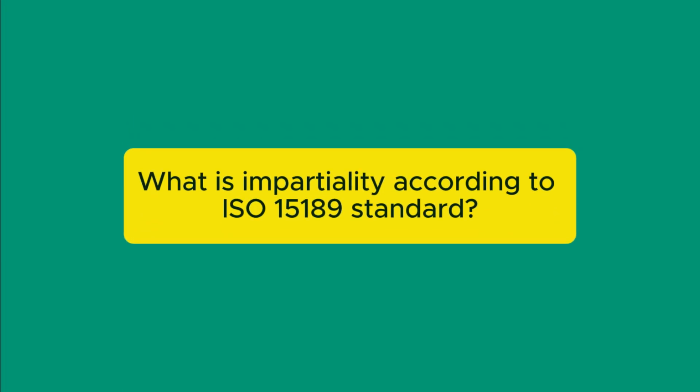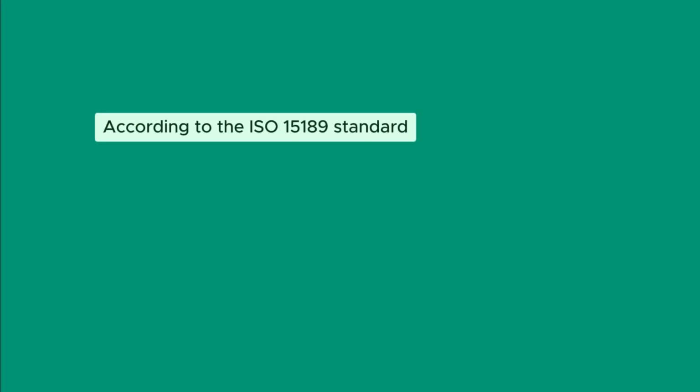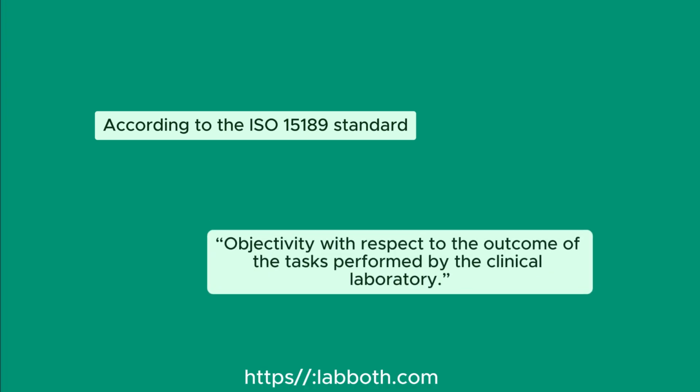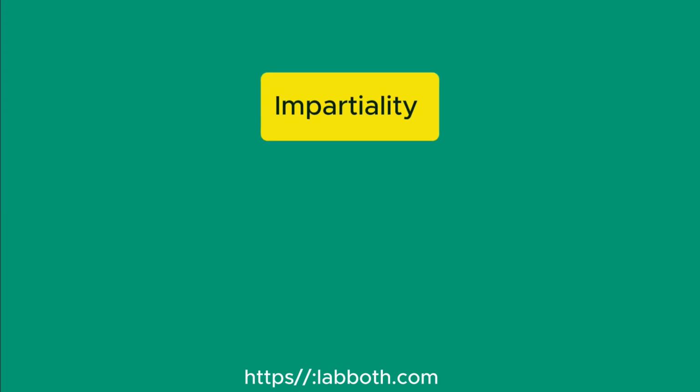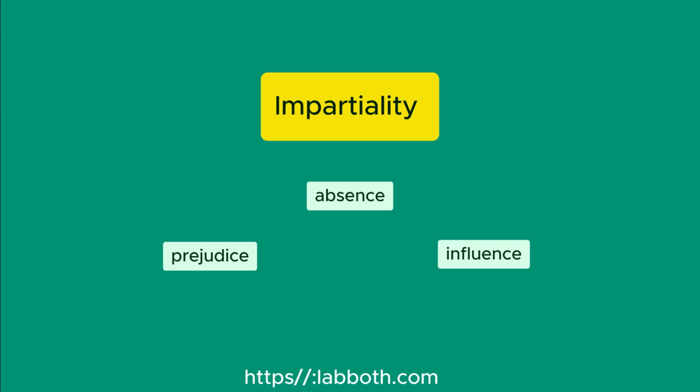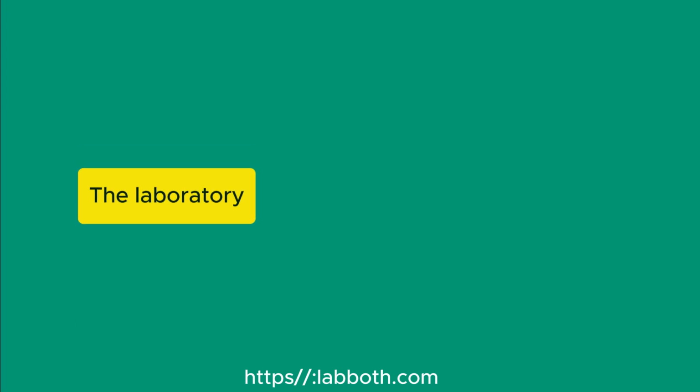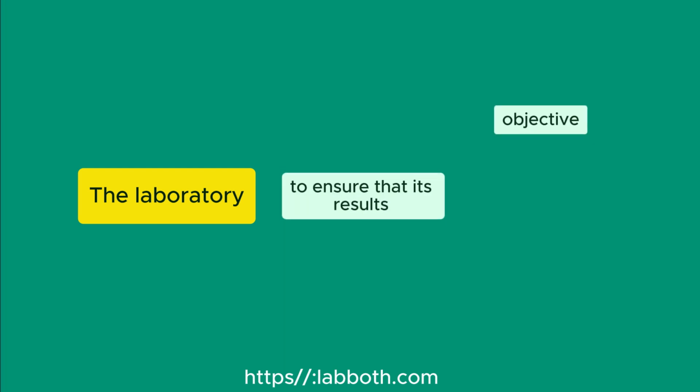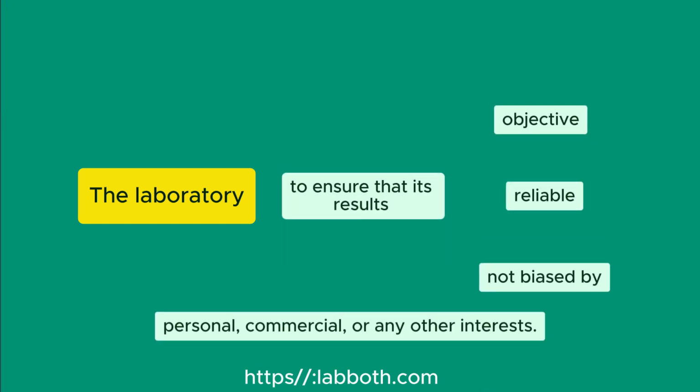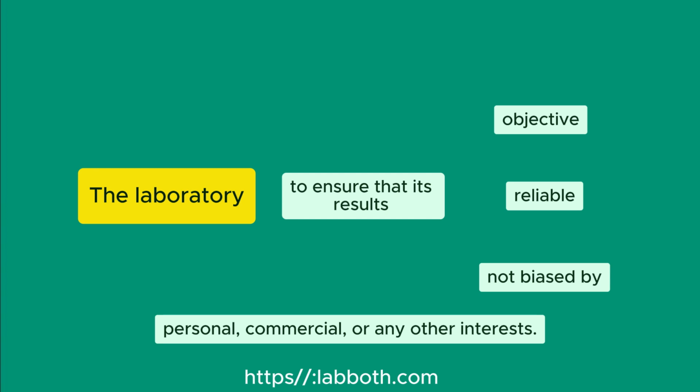What is impartiality according to the ISO 15189 standard? According to the ISO 15189 standard, impartiality is defined as follows. Objectivity with respect to the outcome of the tasks performed by the clinical laboratory. Based on the above, you should understand impartiality as the absence of any prejudice or influence that could affect the test results. This means that the laboratory must take all necessary measures to ensure that its results are objective, reliable, and not biased by personal, commercial, or any other interests.